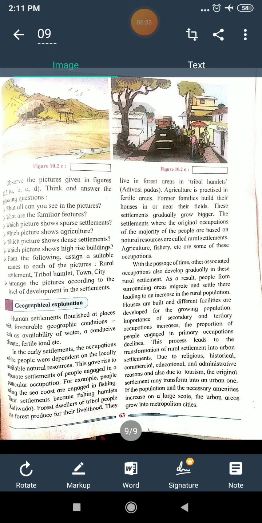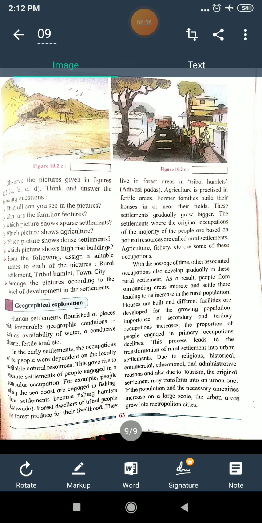That is, the farmer family started growing up their houses nearby the fields. So that's the way the rural settlement started developing. And what were the main occupations carried on there? Agriculture and fishery. With the passage of time, other associated occupations also developed gradually in this rural settlement.